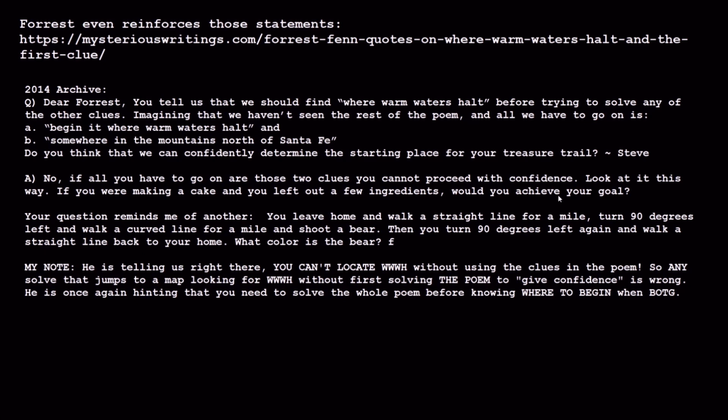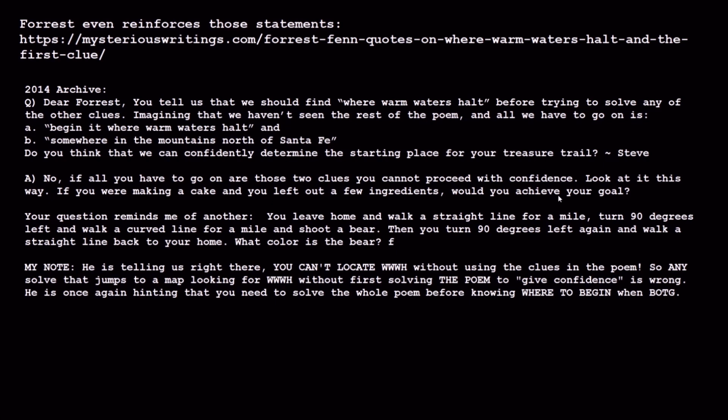That's not what Forrest Fenn said, first of all. Forrest Fenn said that you have to know where warm waters halt. He didn't say that you have to solve it right there on that line. What he did say is that you shouldn't take the clues out of order. But what he is telling you is that just the words where warm waters halt alone and north of Santa Fe is not enough.